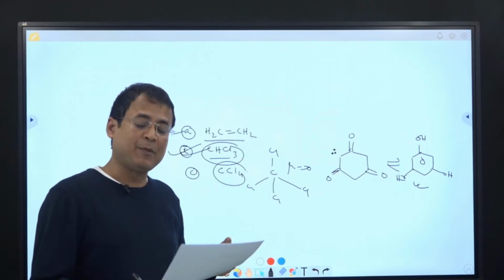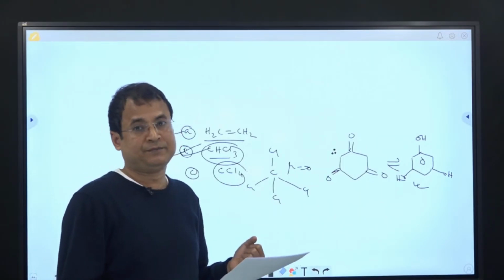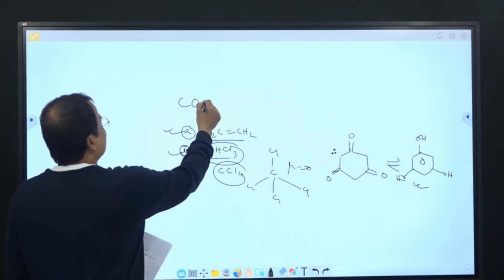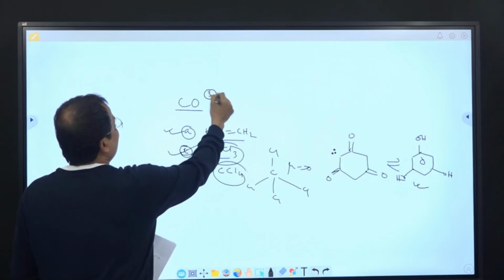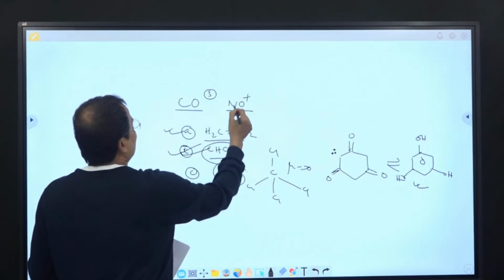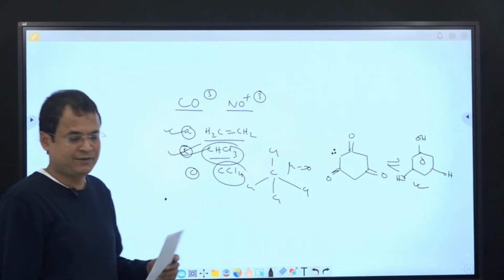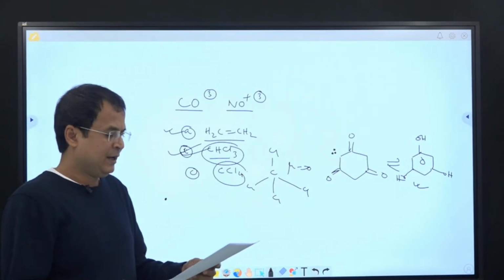In the integer type of question they are asking the sum of the bond orders of CO and NO plus. Very easy question. For CO, it is a 14 electron system, bond order is 3. NO plus is another 14 electron system, the bond order is again 3. So the sum of bond orders should be 3 plus 3, that is 6.